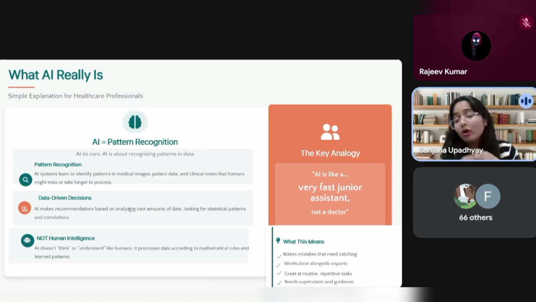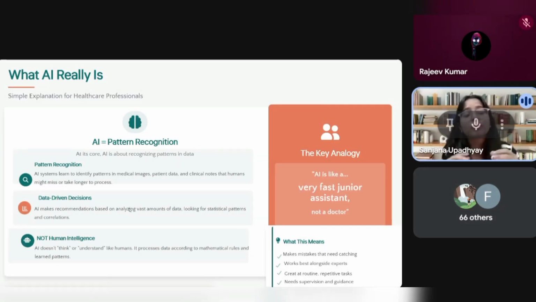Then the cat: what is the pattern of a cat, how a cat looks like, AI will understand how a cat looks like and it will predict if a new cat image is given. So this is how pattern recognition works. And what is data driven decision? These are a few words which are the buzzwords in the field of AI.